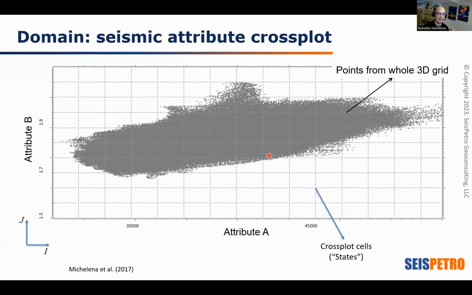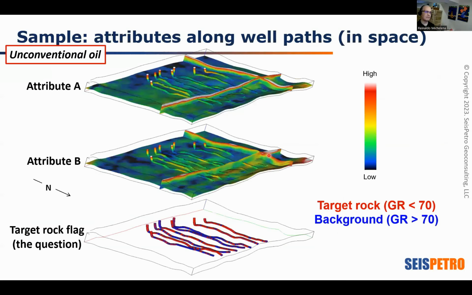The next question is, well, what is the sample? And to answer that question, we go to an example from an unconventional oil reservoir that we did some work on several years ago. And the sample are the attributes extracted along the well path and in space domain. So here we have two attributes in a grid, attribute A and attribute B. And then we have in this case 8 horizontal wells. And what we do is that we extract these attributes along those horizontal wells, attribute A and attribute B.